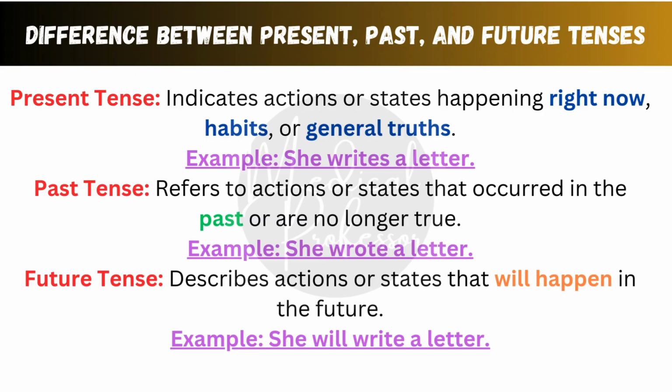Difference between present, past, and future tenses. Present tense indicates actions or states happening right now, habits, or general truths. For example, she writes a letter. Past tense refers to actions or states that occurred in the past or are no longer true. For example, she wrote a letter. Future tense describes actions or states that will happen in the future. For example, she will write a letter.